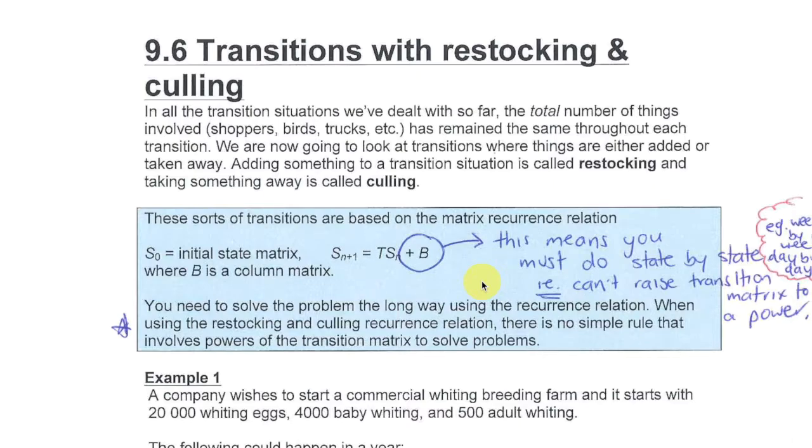At no stage can we involve a transition matrix being raised to the power of something. So if we're after, as an example, the status after 10 weeks, we can't just go T to the power of 10 multiplied by S0 plus some matrix B. We can't do it that way. We have to do it step by step, always, whenever you've got this plus B taking place.